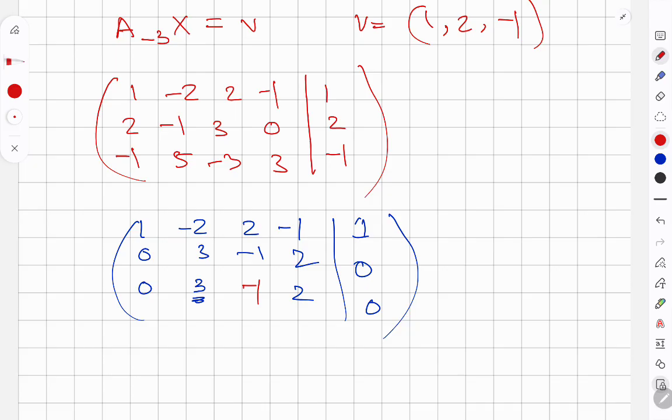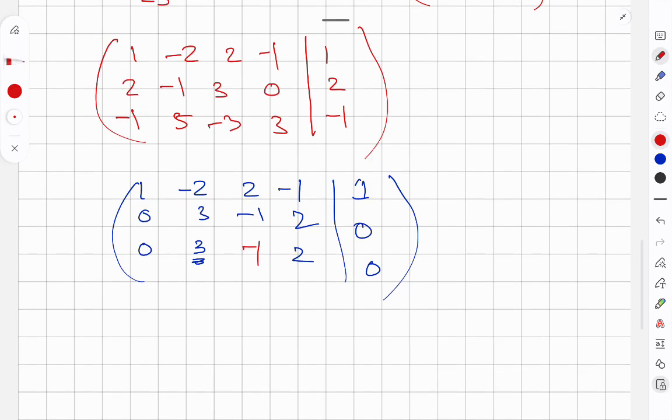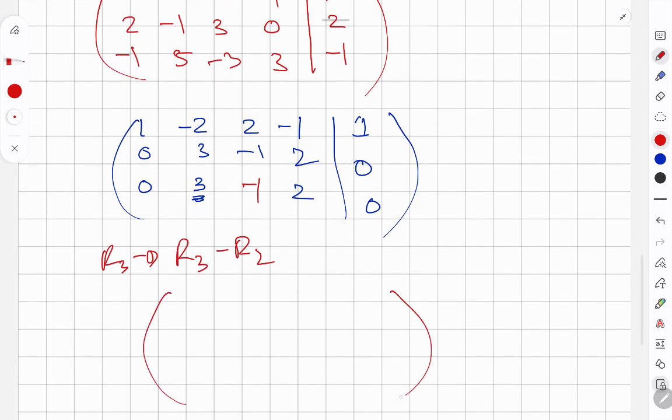If you do that, you will end up with this thing. Then I'm just adding this one. R3 equals R3 minus R2. So you will get 1 0 0. There will be no change here, so it's 1 minus 2, 0 3 negative 1 2, 0 0 0 0.